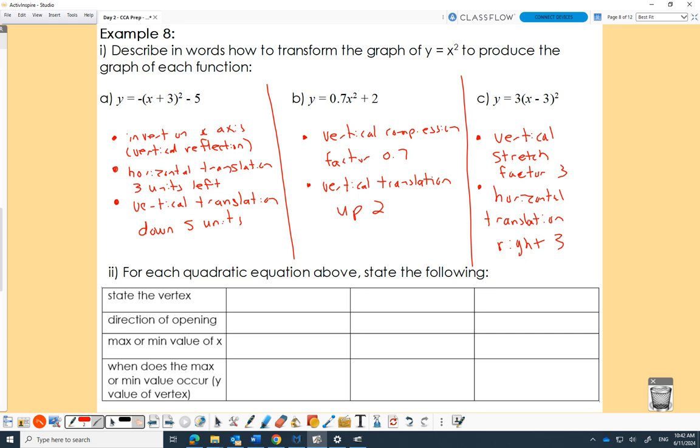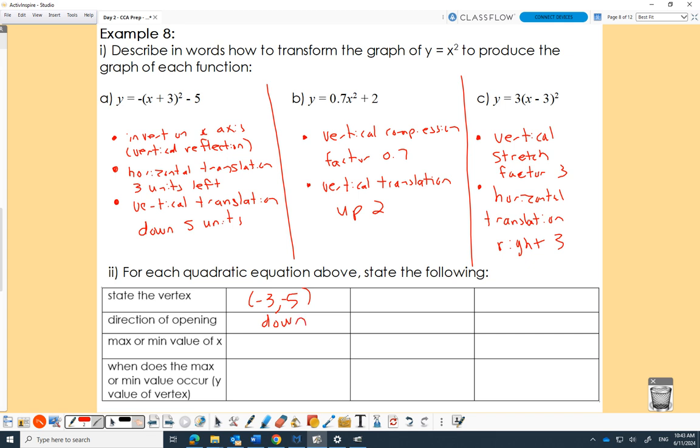happen. So, for each of the quadratics above, state the vertex, direction of opening, max or min value of x. I'll do the first one, and then you try the next 2. Actually, I see some people have already filled in. If we are going left 3 and down 5, our vertex now is at (-3, -5). Direction of opening, if it's got a negative out front, it's been vertically reflected, so it's opening down.